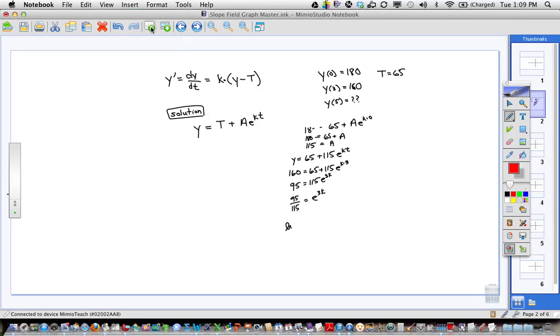Do ln on both sides, right? Remember, this was Appendix E the first week of class. We worked on this. That's 3K. Then divide by 3, or I would prefer to put a 1/3 out there. And then let's see, let's reduce 95 over 115.